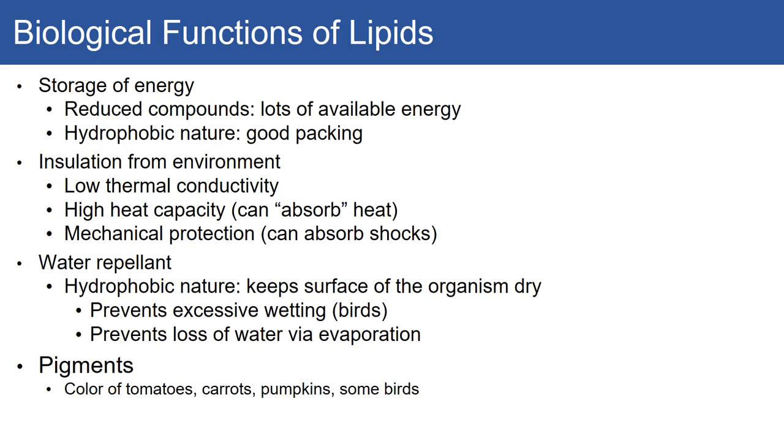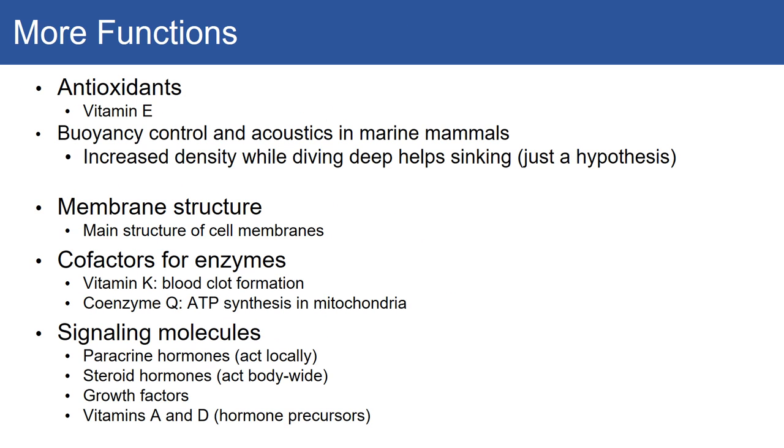They also provide water repellency because they're very, very hydrophobic. They also provide pigments in the form of things such as tomatoes, carrots, etc. They're antioxidants. They increase your buoyancy. There's a lot of control for helping diving. Membrane structures, obviously, as we mentioned. Cofactors for enzymes, things like CoQ10 and vitamin K are lipids that are important in enzymatic function. We have signaling molecules, hormones.